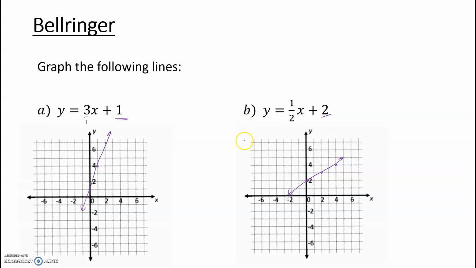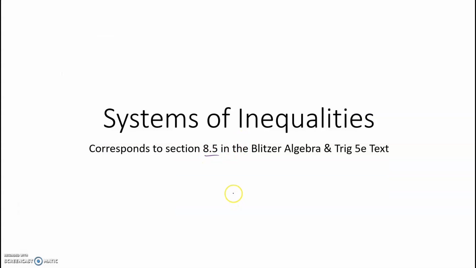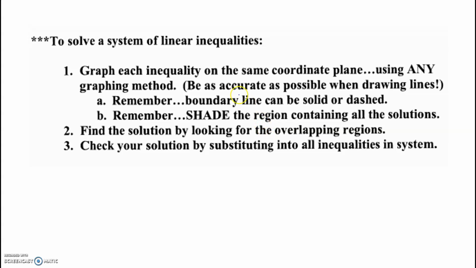Ms. Blake, why do we need this? So we're going to move into Section 8.5, we're actually going to do systems of inequalities, and it involves some graphing. So to solve a system of linear inequalities, you're going to graph, right? And you want to be as accurate as possible when drawing these lines. Remember, if it's just greater than or just less than, you're going to have a dashed line. Or if it can equal, it'll be a solid line. And we'll shade the greater than, less than, all that good stuff.